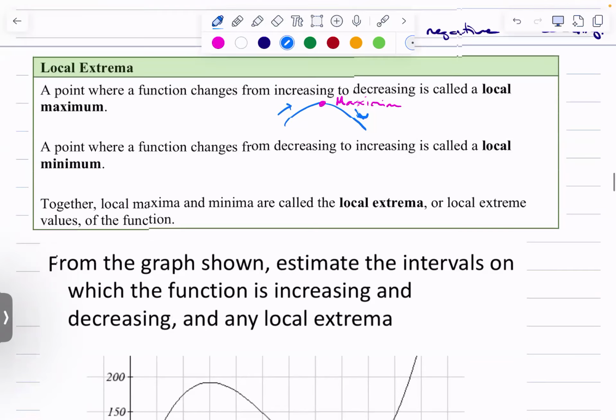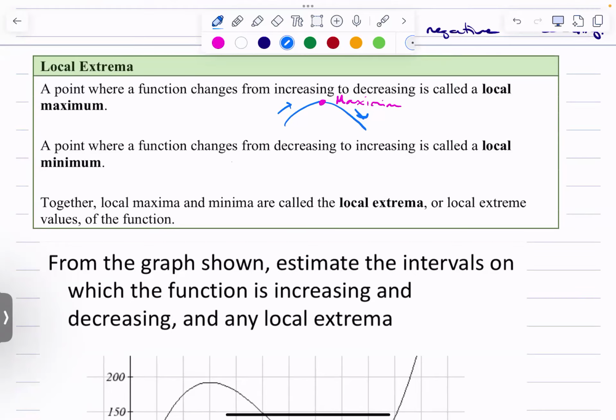Same thing with the minimum, where it goes from decreasing to increasing, makes a minimum. We call them local because there can be more than one maximum or minimum, right? And extrema just means extremes, and minimums and maximums are extremes.